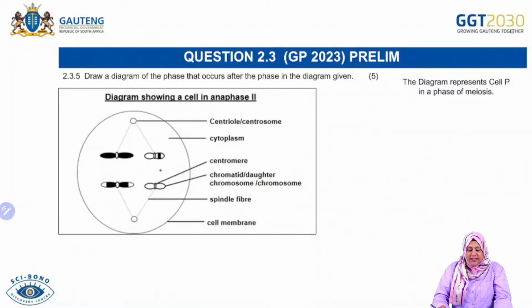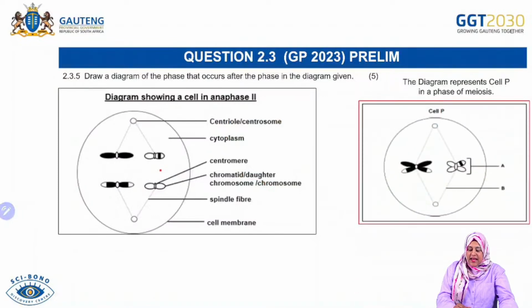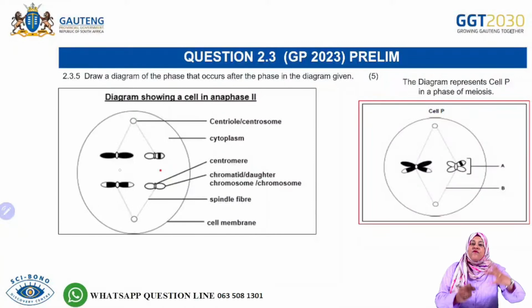The next question says, draw a diagram of the phase that occurs after the phase in the diagram. So remember, we are at metaphase 2. After that will be anaphase 2. So let's look at how we're going to draw that. Now, this is the diagram, the original question. All you have to do is copy from your question and show them moving apart.